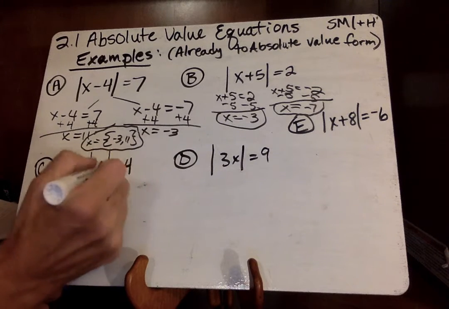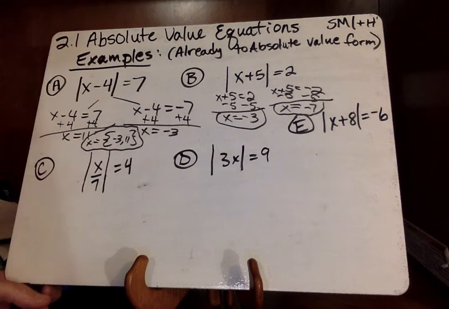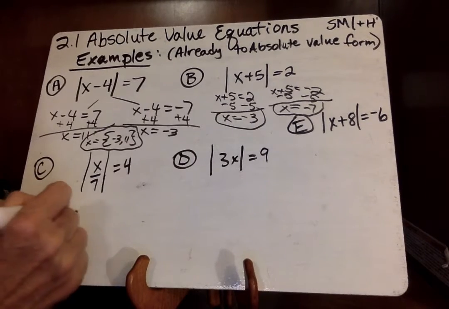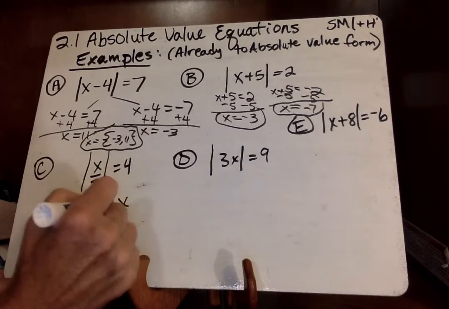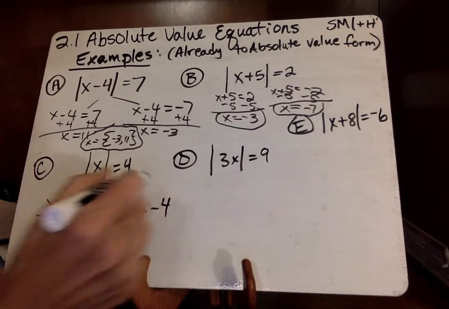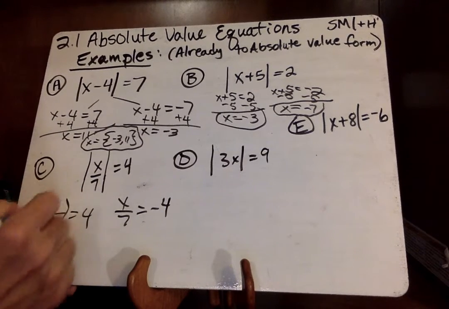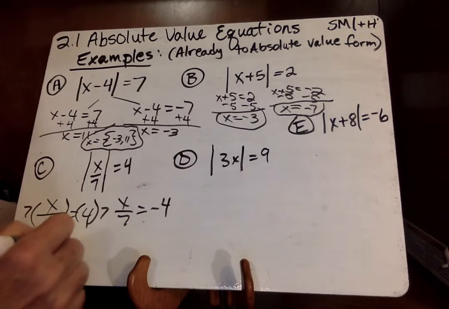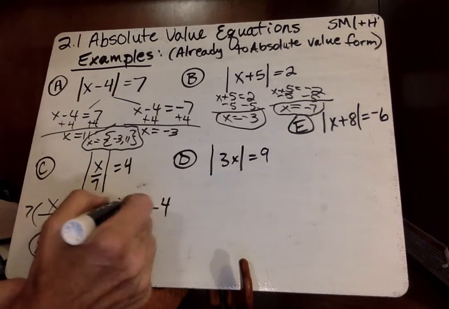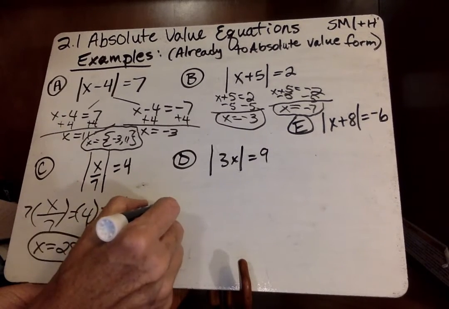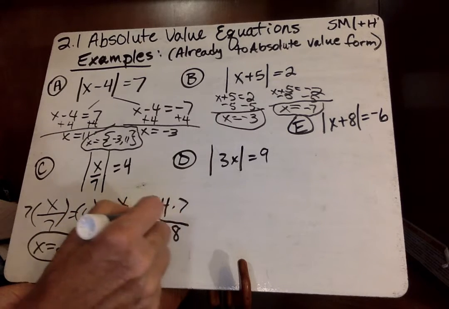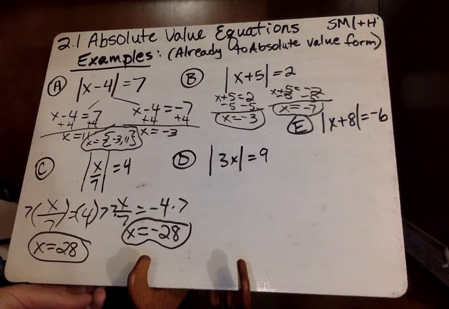Okay, the next time, the absolute value is by itself. You also want to check to make sure this number is positive once the absolute value is by itself. Since it's by itself, there's nothing outside of it, we can go ahead and make our two equations. X over 7 equals 4, and x over 7 equals negative 4. And we solve for those two. Multiply by 7, x equals 28. Here, multiply by 7, x equals negative 28.